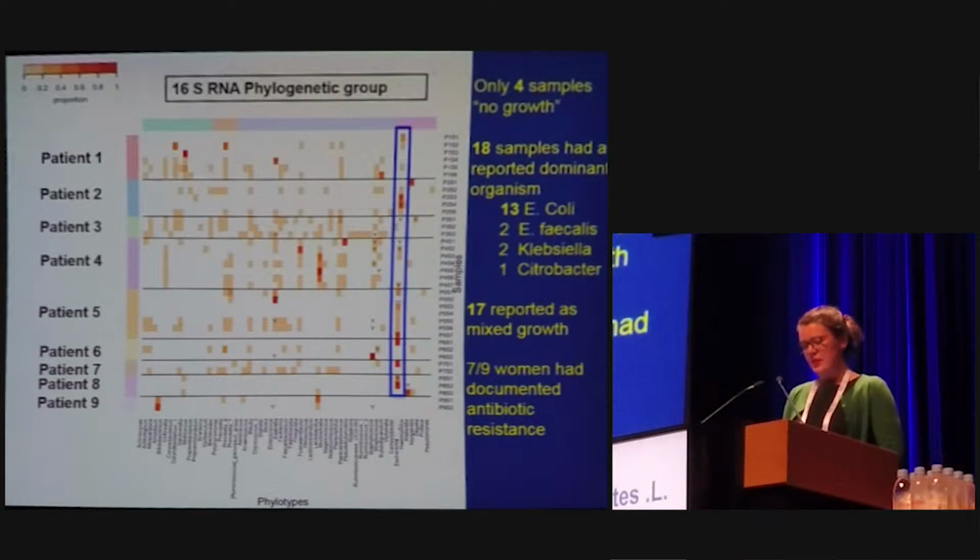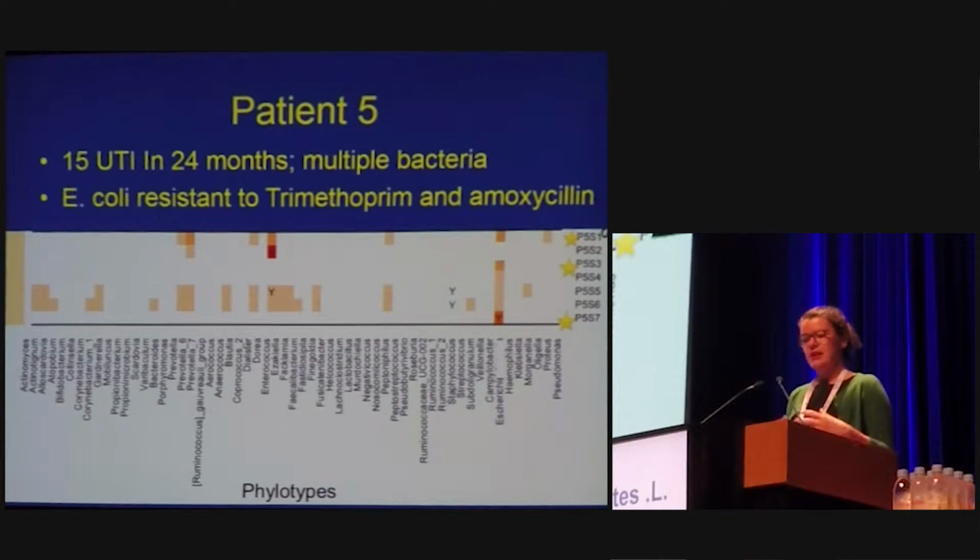antibiotic resistance. If we look at patient number 5 a little bit closer, she had 15 confirmed urinary tract infections in 24 months, and she had grown multiple bacteria over this time. Her E. coli that she grew on numerous samples was resistant to trimethoprim and amoxicillin. And what you can see here is that this sample was quite interesting because that was an Enterobacter, and that was pretty much the predominant organism in that sample.